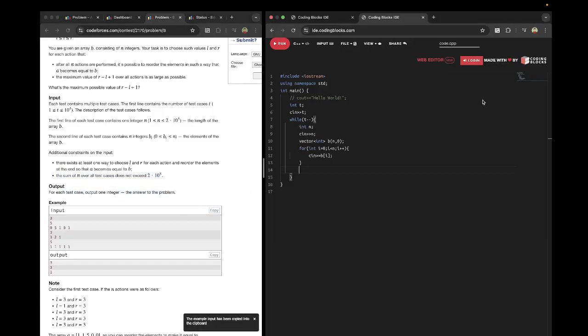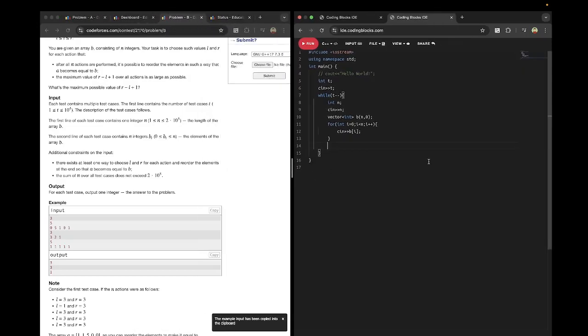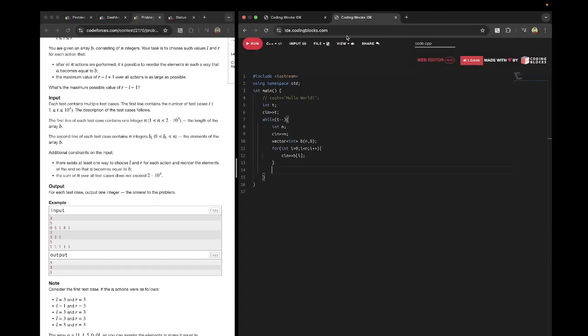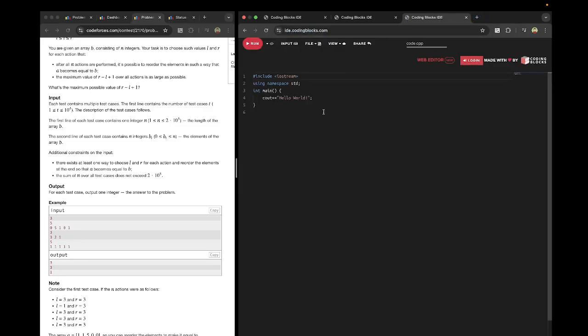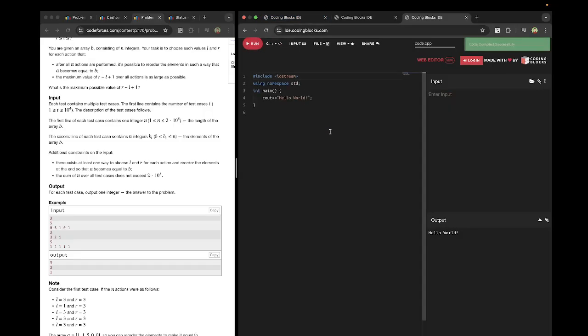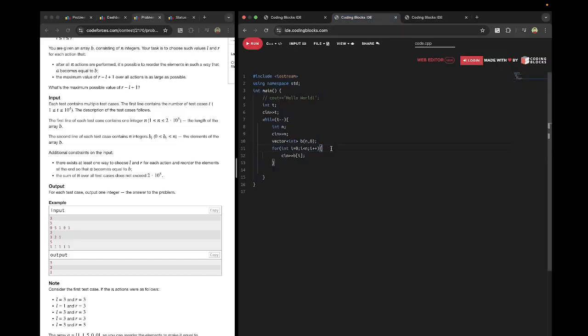Wait, this either is a very hard problem or a very easy problem. Oh, wait, I cannot see the input and output here, which is wild. Why? Let me copy this. Wait, the input and output went away. What? Okay. That's weird.